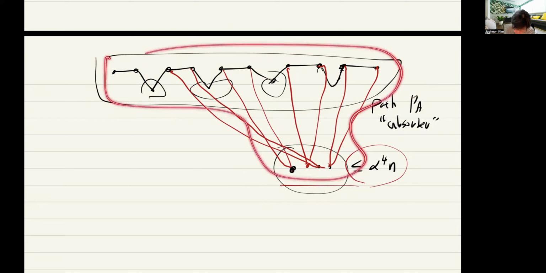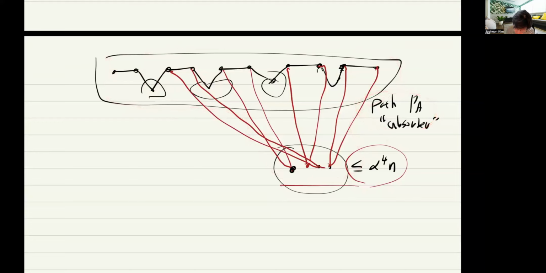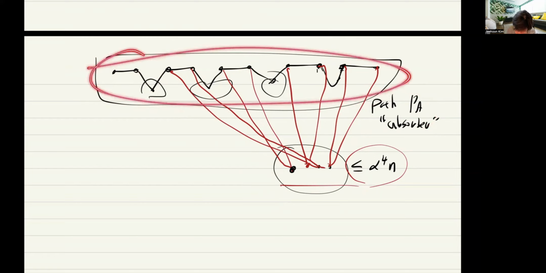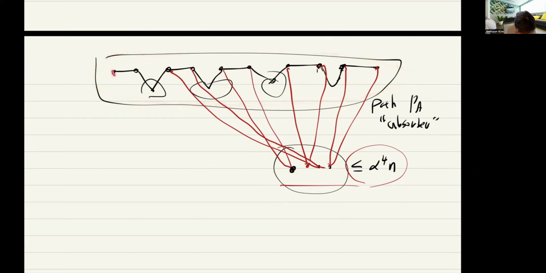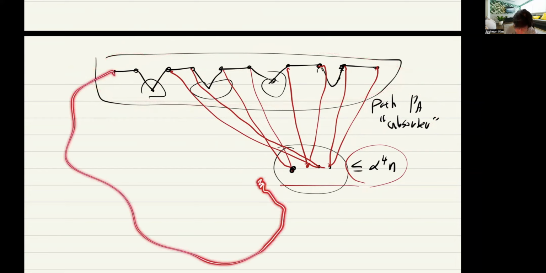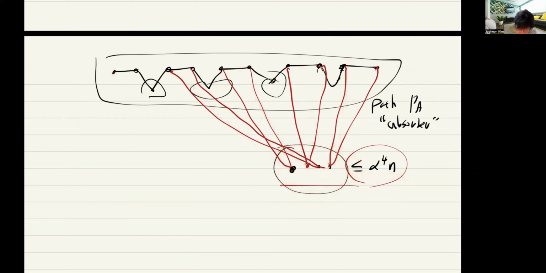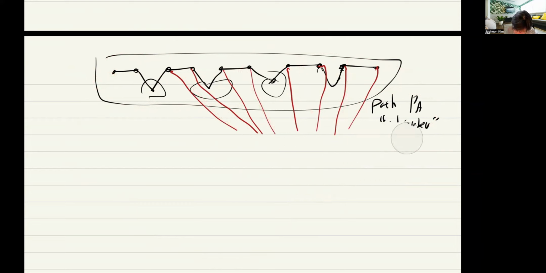So that's what is called the absorber. From this, what we can see is that our plan is that you take this absorber, and then in the remaining graph, you extend this to a longer path. And whenever you have a small number of vertices left, you absorb them into this path. Indeed, that's possible.